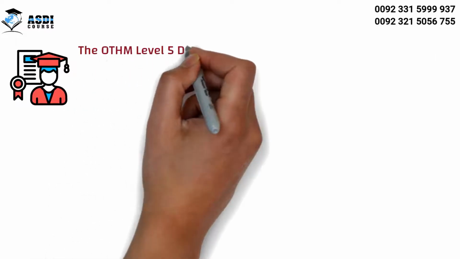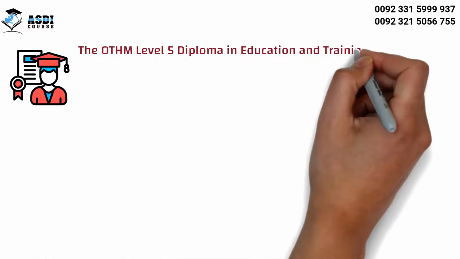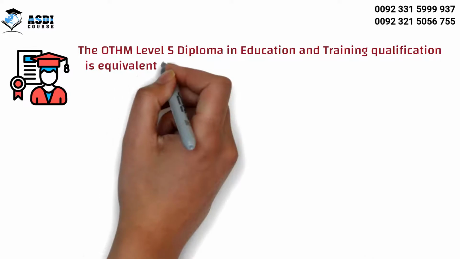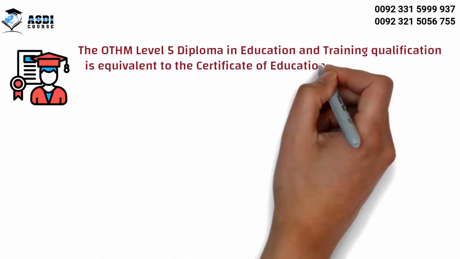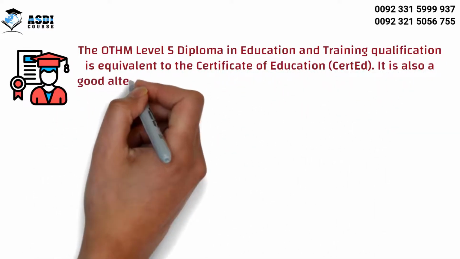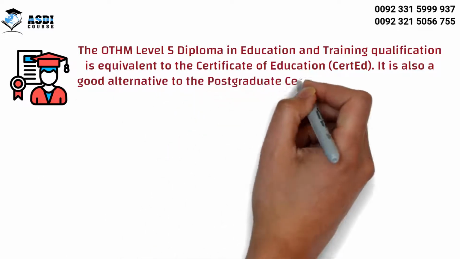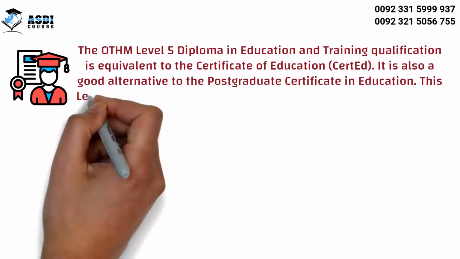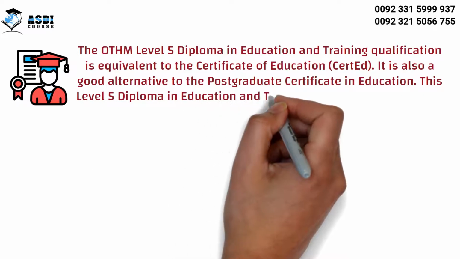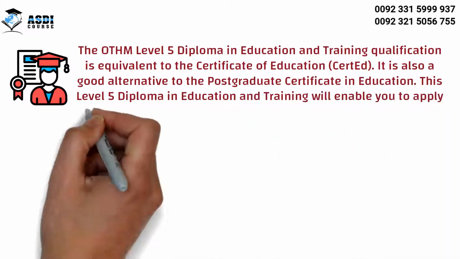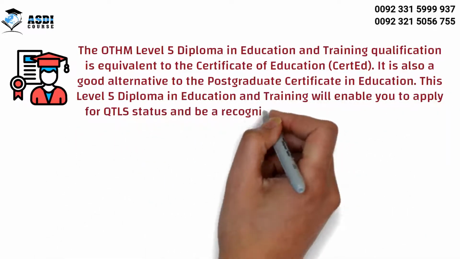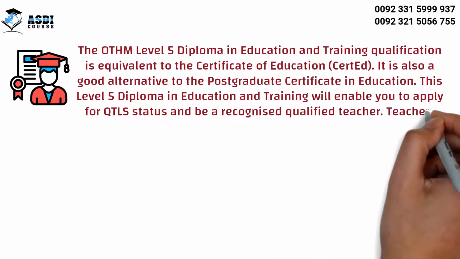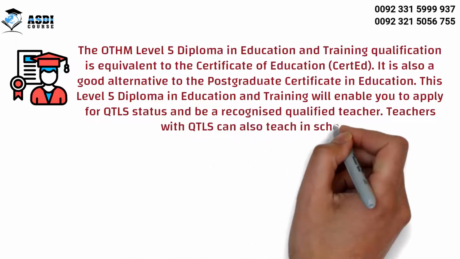The OTHM Level 5 Diploma in Education and Training qualification is equivalent to the Certificate of Education. It is also a good alternative to the Postgraduate Certificate in Education. This Level 5 Diploma in Education and Training will enable you to apply for QTLS status and be a recognized qualified teacher. Teachers with QTLS can also teach in schools.